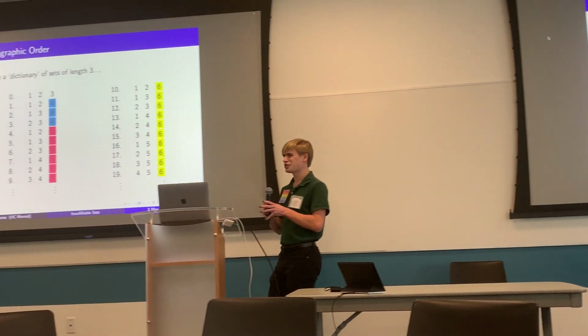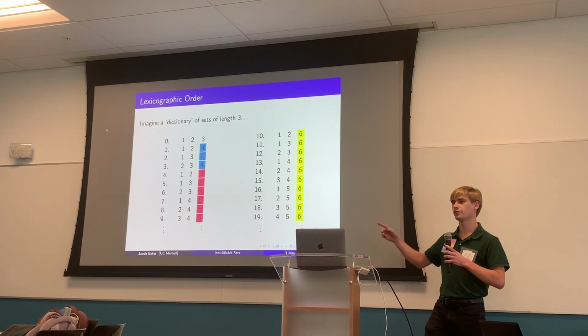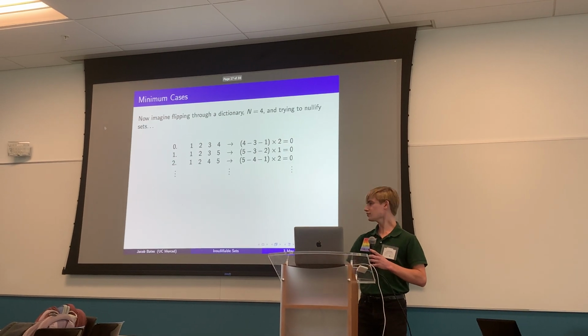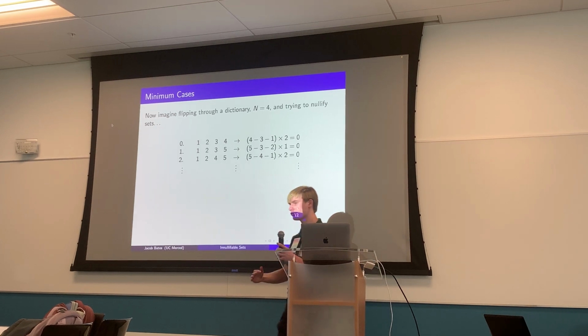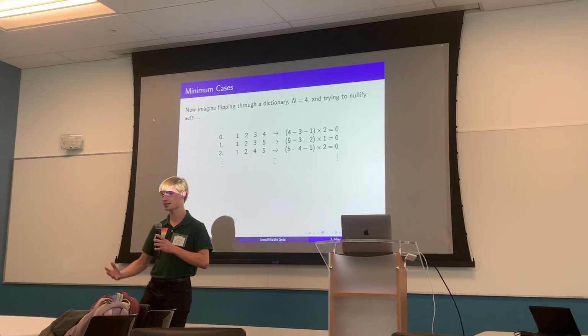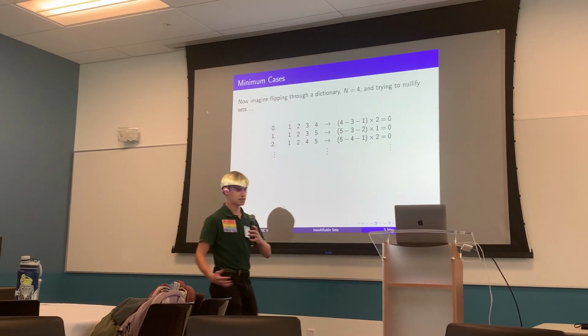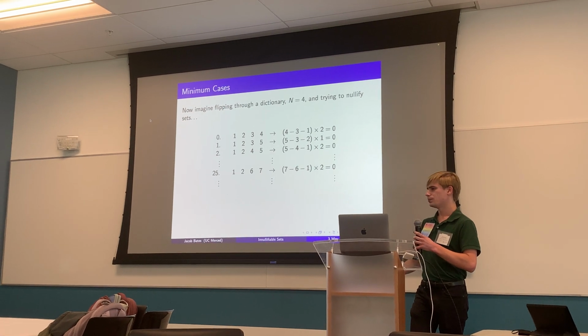If we were to actually sort by the lowest value, it would not advance. You would get 1, 2, very large number, 1, 2, another very large number, and so on. So now we have this. Let's imagine we're flipping through one of these dictionaries and we're nullifying sets as we go, finding those 0 evaluating expressions. We can do this fairly easily. We can keep doing this for a while. But where does this break?